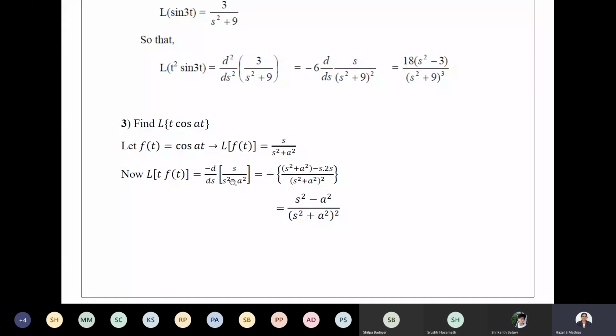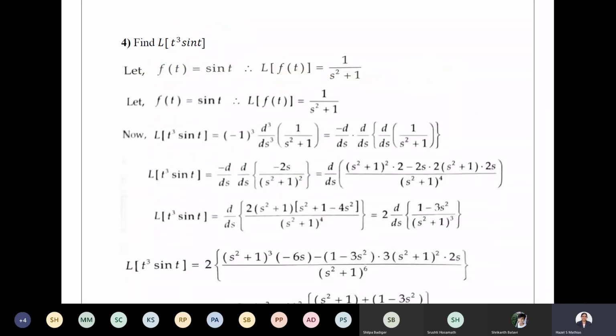Then differentiate it. Take the negative sign, differentiate it. Again use u by v rule. That is denominator square, s square plus a square whole square. S square plus a square into differentiation of s, that is 1, minus s into differentiation of s square plus a square. Differentiation of s square is 2s. A is a constant, so differentiation of that will be 0. So here we get minus 2s square and s square plus a square, and then there is a negative sign as well. So it will become minus of minus, here minus s square plus 2s square. So it will become plus s square minus a square divided by s square plus a square whole square. This is simple. Okay, let's move on to the next one.